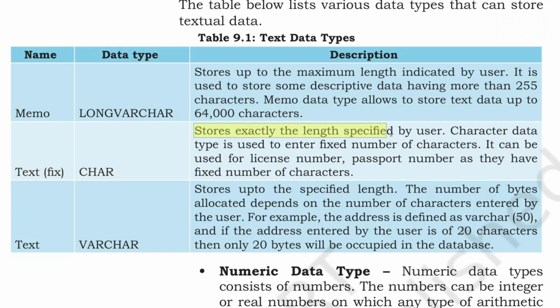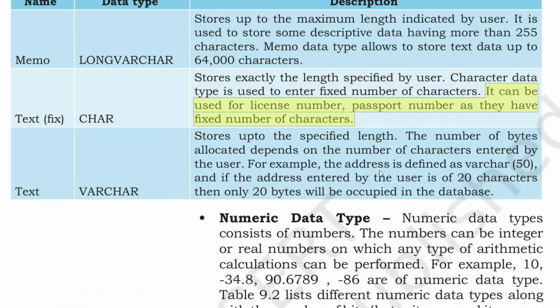Next one is text fixed character. It stores exactly the length specified by the user. If I need to enter 10-digit data, which is a mix of numeric and character, in that case I could use text fixed, only if it is of 10 digits. Character data type is used to enter a fixed number of characters. It could be used for license number, passport number, as they have a fixed number of characters.